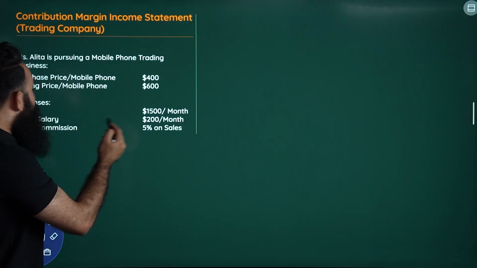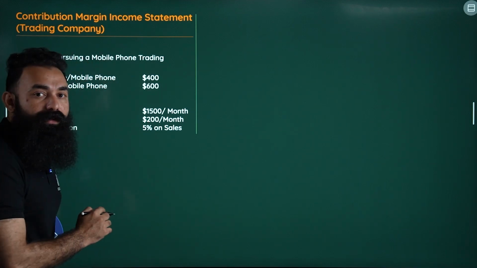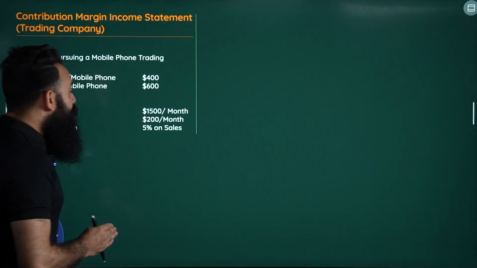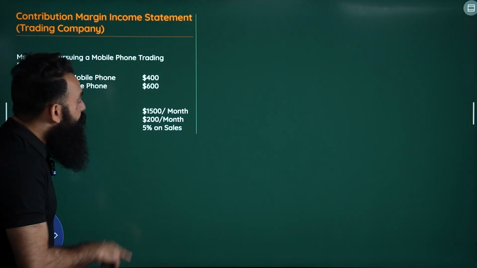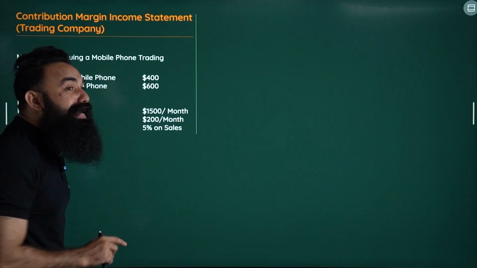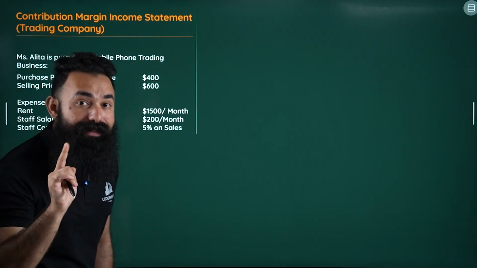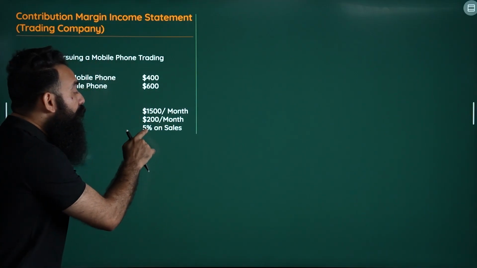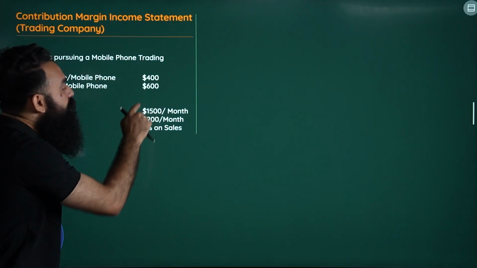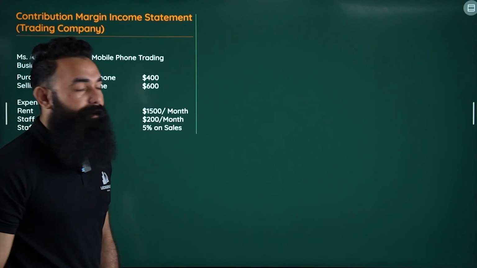So on a monthly basis, she has to pay $1,500 rent and $200 monthly salary for her staff. Apart from that, she has to pay 5% commission to her sales staff on each dollar of sales. Suppose she sells one unit for $600, she has to pay 5% of that $600. That will be the commission. So in addition to this, we have to pay this much additional cost as well.